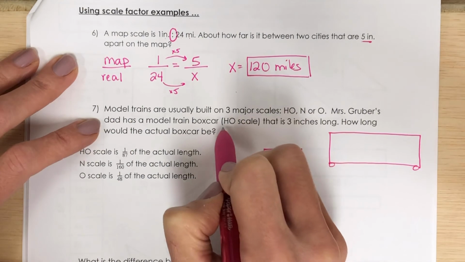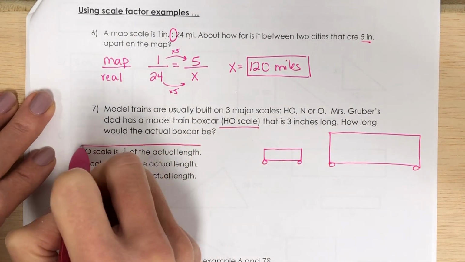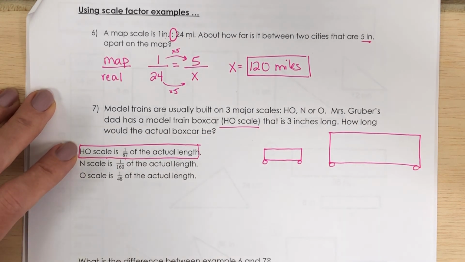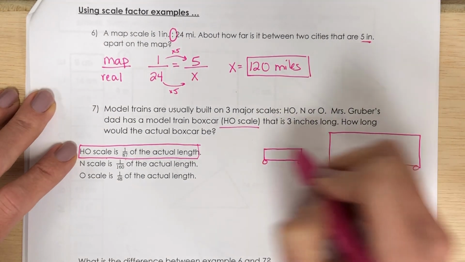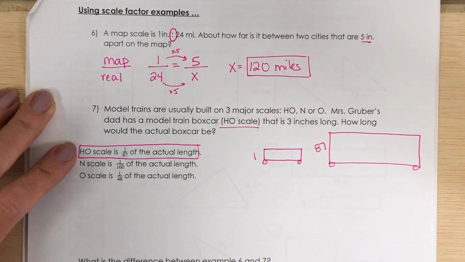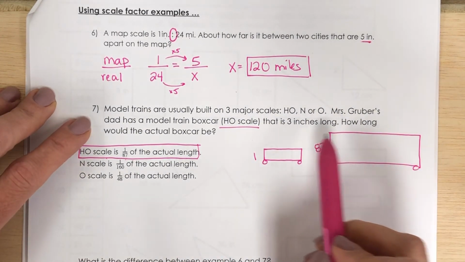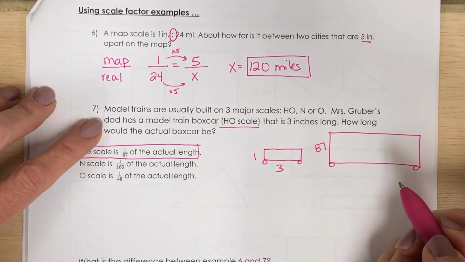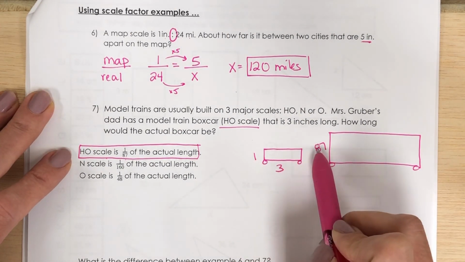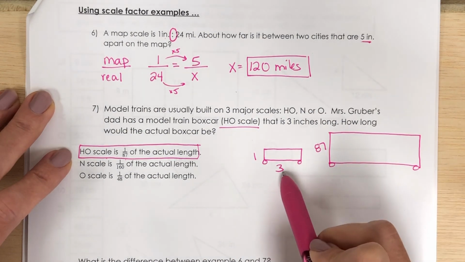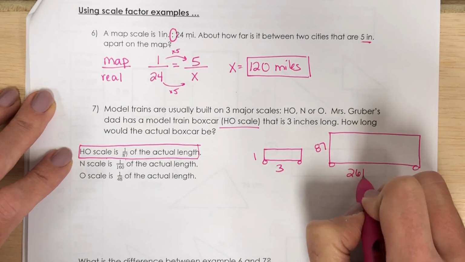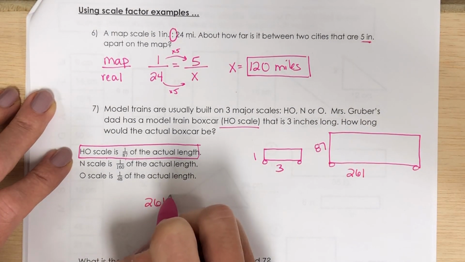And I take a look. He has an HO scale, so I'm dealing with this one. An HO scale train is 1/87th of the actual length. So that means if this is 1 inch, then this side here would be 87 inches. Well, let's see. And his train is 3 inches long. So how long would this be? Well, let's see. 1 to 87 is being multiplied by 87. So 3 times 87 is 261. So it would be 261 inches long.